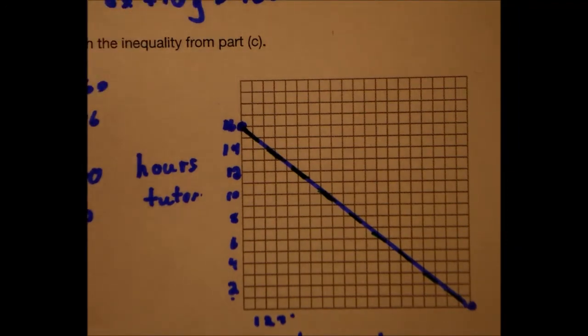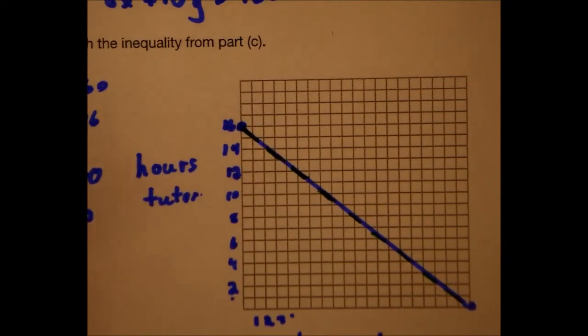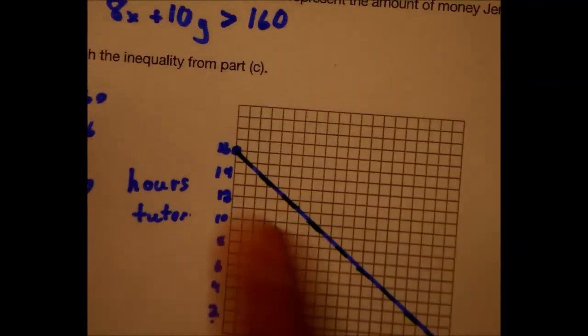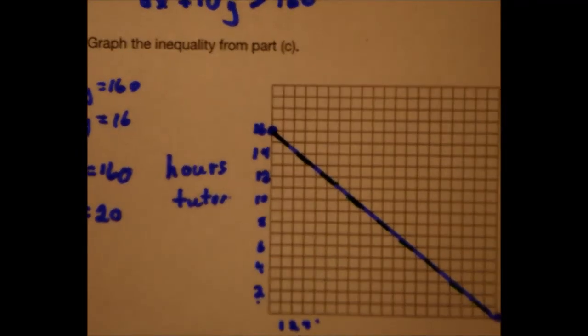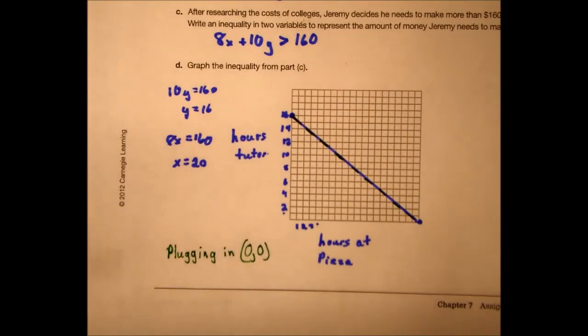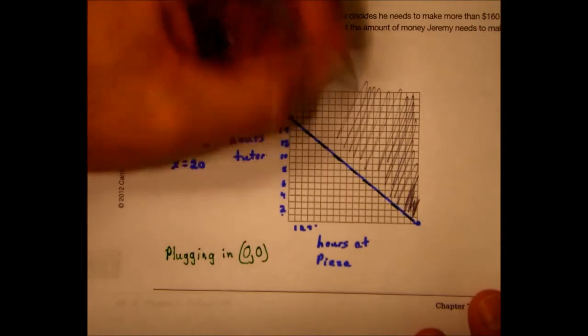Is that true? No. So by plugging in the points, and by plugging in 0, 0, I can see if this is the right answer. I plug in 0, 0 because that makes both of these terms what? 0, correct. So I get 0 is greater than 160. I know that is not true, so that means this is the part that should be shaded. And this is how I shade.